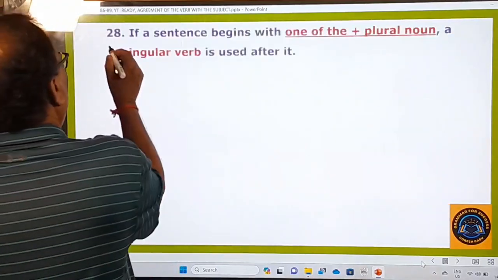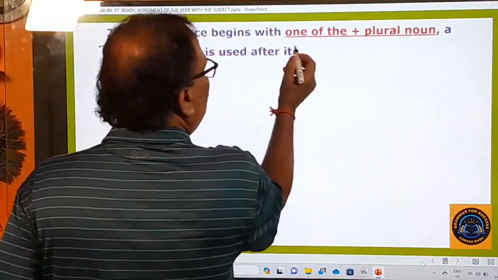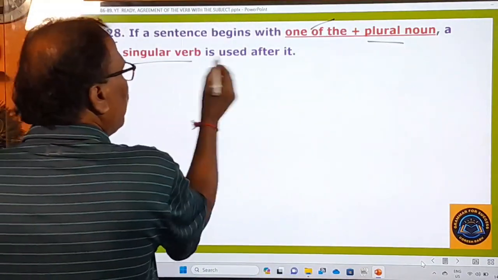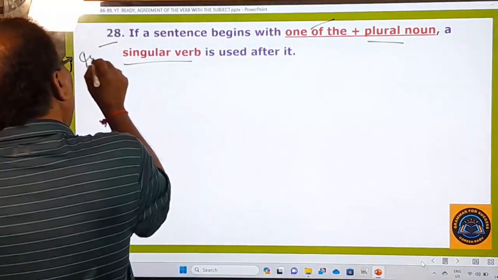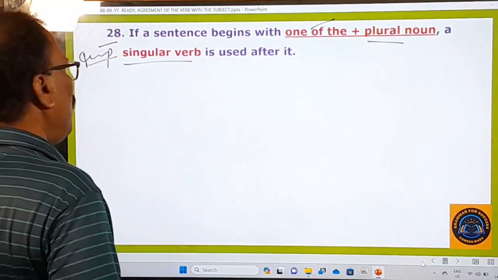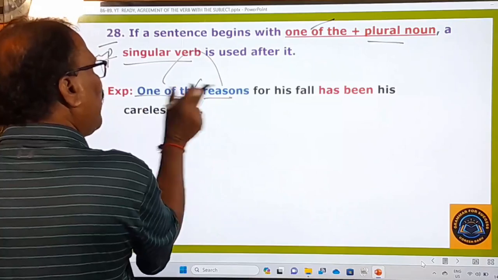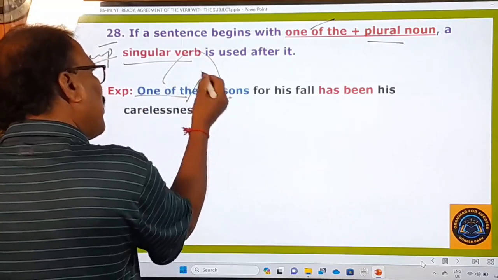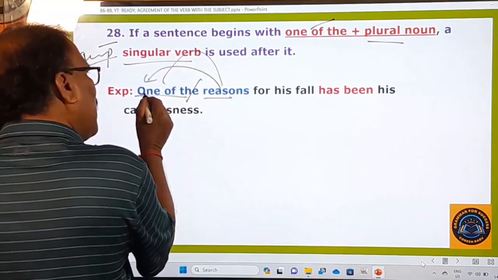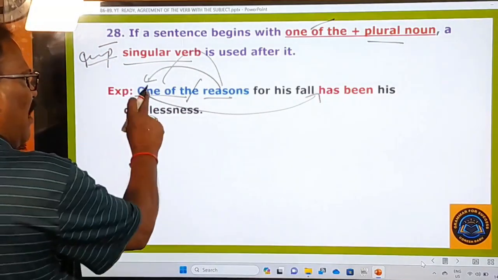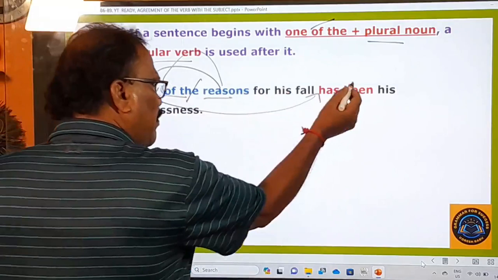Let's move on to the 28th rule. If a sentence begins with one of the plus plural noun, a singular verb is used after it. This is also a very, very important one. Let us see how. One of the reasons: there are so many reasons, but you are taking only one, and one is singular. Therefore, you use only a singular verb after that. One of the reasons for his fall has been.